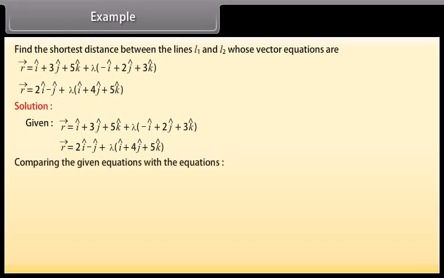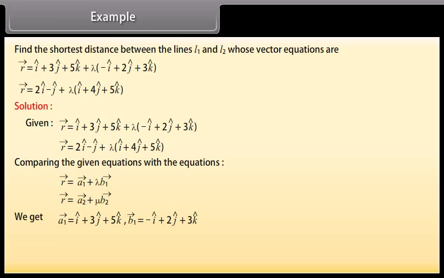Comparing the given equations with the equations vector r = vector a1 + λ vector b1, vector r = vector a2 + μ vector b2, we get vector a1 = î + 3ĵ + 5k̂, vector b1 = −î + 2ĵ + 3k̂, vector a2 = 2î − ĵ, vector b2 = î + 4ĵ + 5k̂. Vector a2 minus vector a1 equals î − 4ĵ − 5k̂.